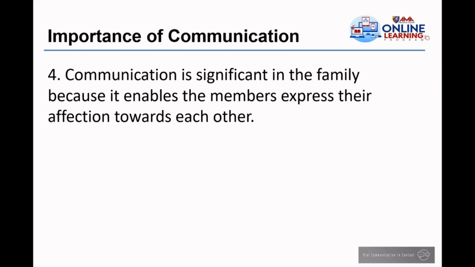So for this situation, if we cannot communicate with other people, if we are shy, or if we cannot express our affection towards other person, there will be a misunderstanding or miscommunication. That's why all of us should use communication properly and appropriately.